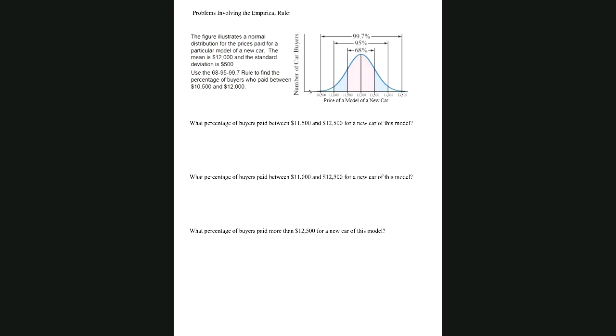All right, let's look at this figure. It says the figure illustrates a normal distribution for the prices paid for a particular model of a new car. The mean is $12,000 and the standard deviation is $5,000. Use the 68, 95, 99.7 rule to find the percentage of buyers who paid between $10,500 and $12,000.